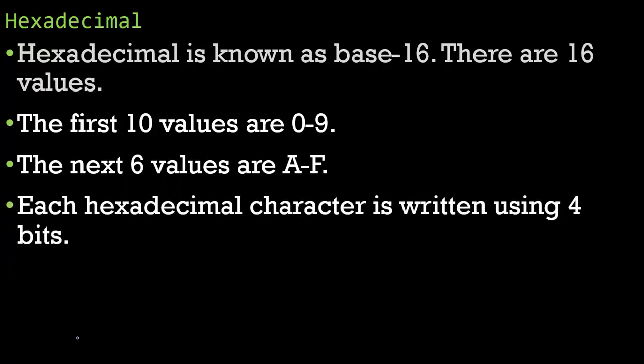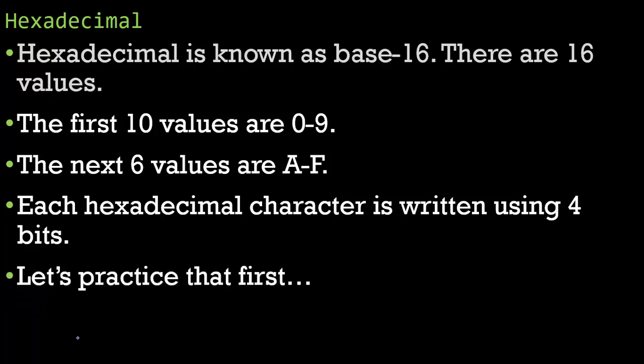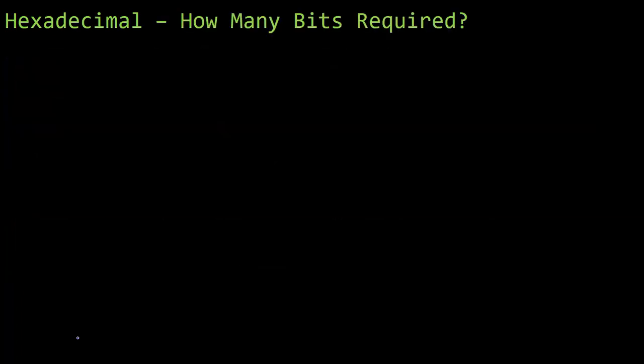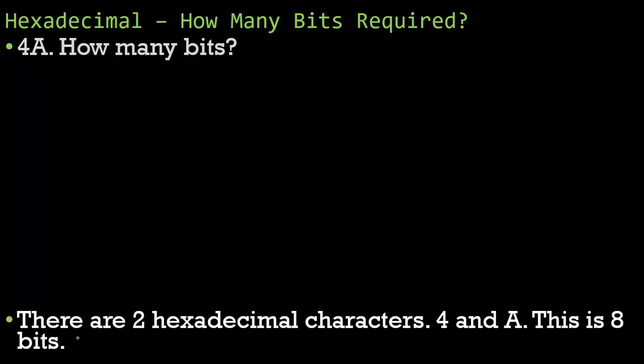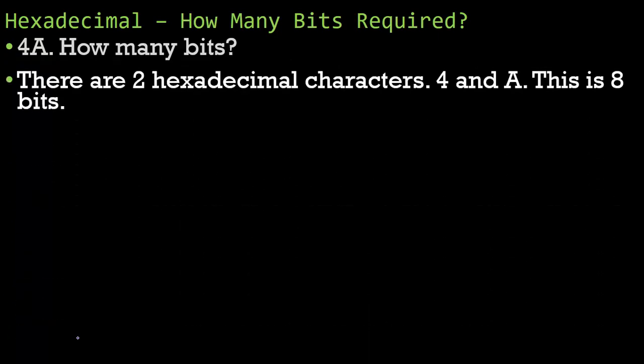Now, each hexadecimal character is written using 4 bits. You must have 4 bits when you write a hexadecimal character. There are no exceptions to that rule. So let's practice that first, calculating how many bits we need for the following hexadecimal problems. How many bits are required for 4A? Well, how many hexadecimal characters do I have? I have 2 hexadecimal characters. I have 4, and I have the letter A. There are 8 bits. 4 bits for the 4, 4 bits for the A.